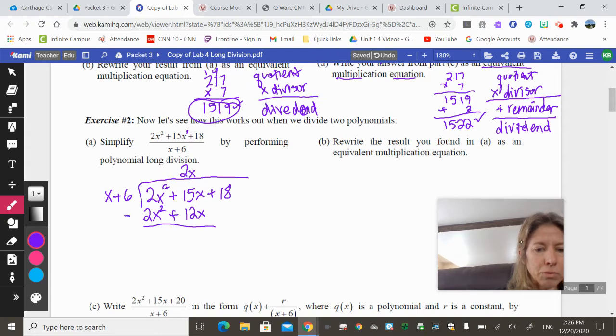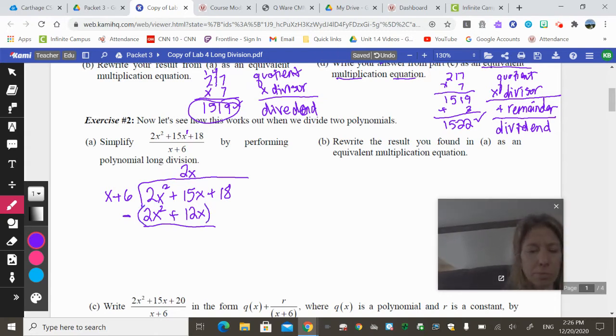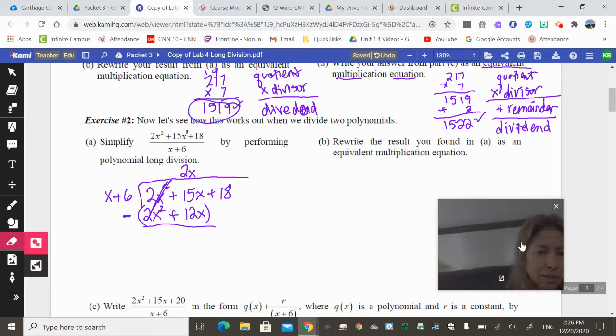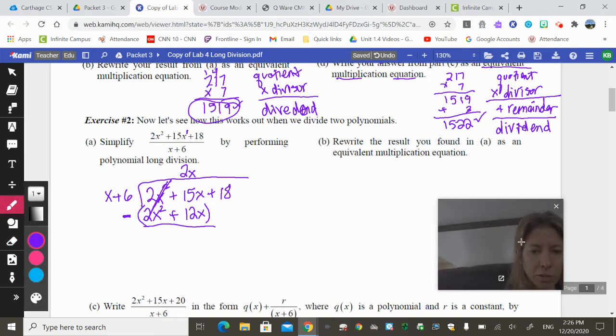Now I have to subtract this binomial. This is where a lot of students make mistakes because they forget to distribute the negative. But basically we're doing 2x squared minus 2x squared. These will cancel out. And then this minus sign also applies with the x term. So it's 15x minus 12x, which is 3x. Once I'm done subtracting, I bring down the next number, and this happens to be 18.